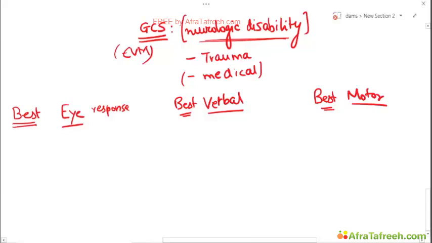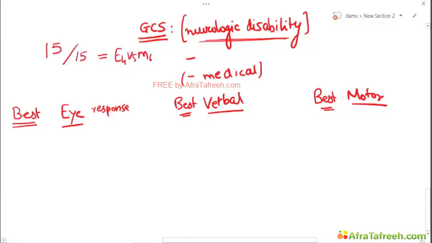Okay. So for E we have 4, for V we have 5, and for M we have 6. So 4, 5, 6, a total score of 15. This is the maximum score which you can have on GCS. Okay, and the lowest score which you can have is E1, V1, M1, which is 3 out of 15. Okay.